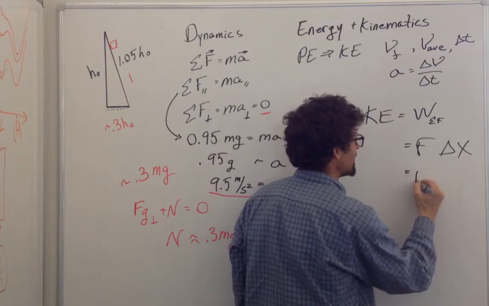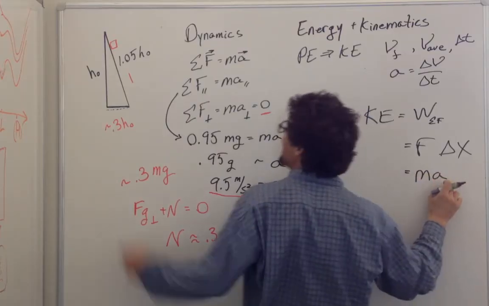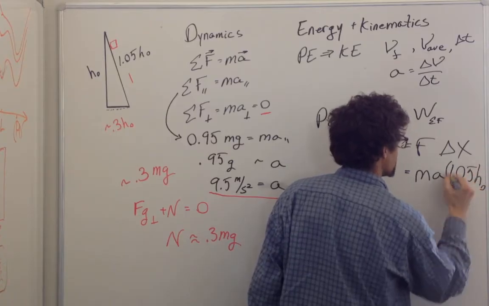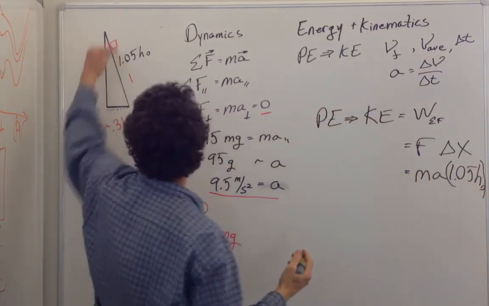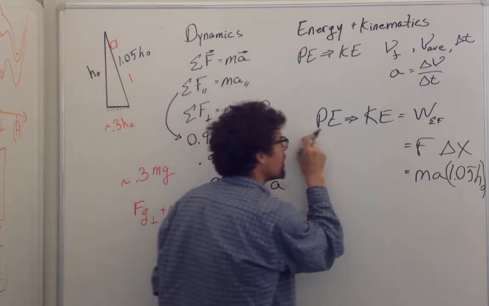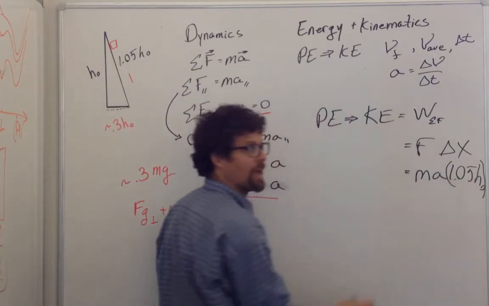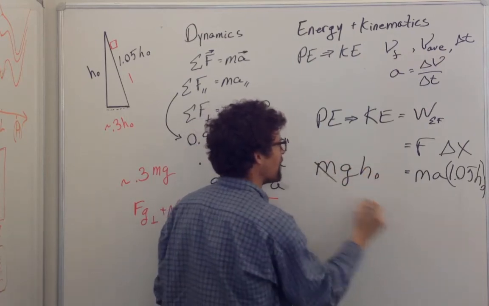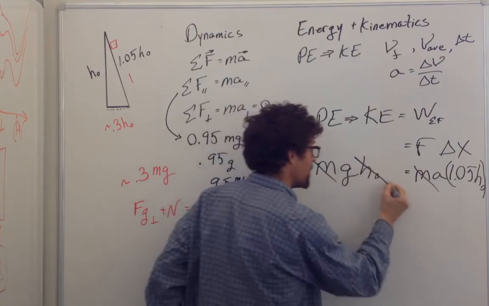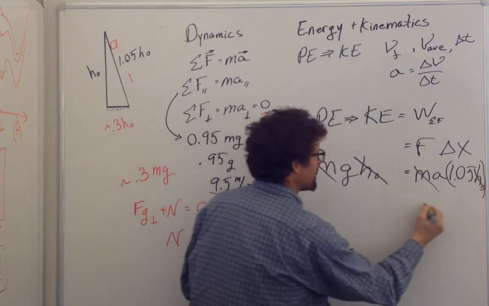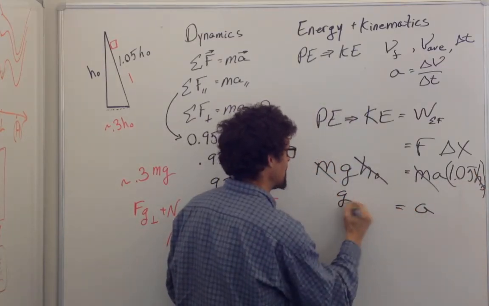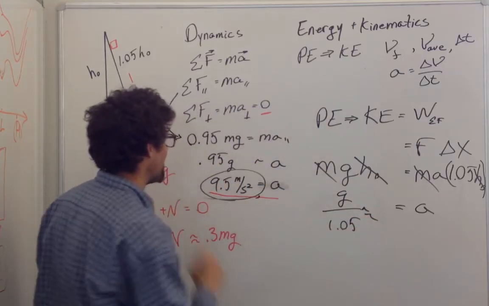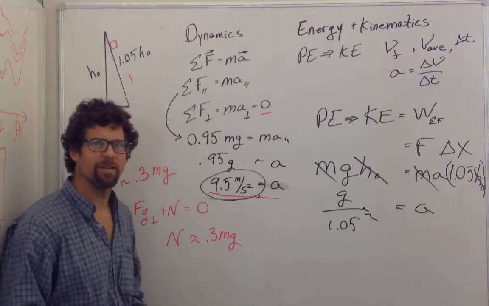And we know what force is. It's mass times acceleration, and this is 1.05 h naught. And so the potential energy turns to kinetic energy, or the potential energy turns to work on the block, and that's just mgh. And so we love it because this just cancels, and this cancels, and we find that the acceleration is just equal to g over 1.05, which is about my 9.5 meters per second squared.